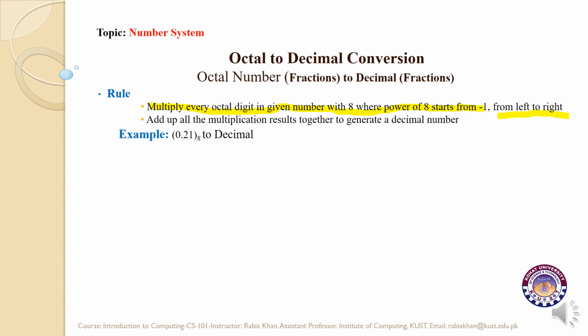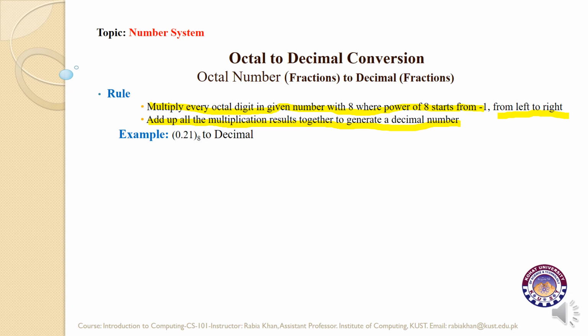So always start the multiplication process from the decimal point. One multiplication will move from left to right for the fractional part, and the integer part multiplication will move from right to left. So the decimal point can help you in deciding from where you can start your multiplication. After you multiply all the numbers, add up the multiplication products together, and the result will be a decimal fraction. So let's see how we can apply this rule on an example.